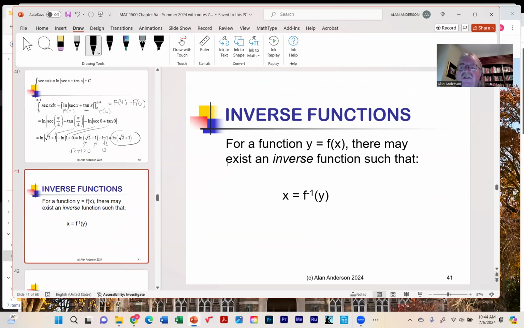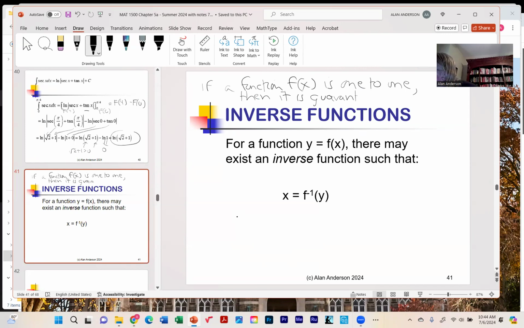Inverse functions. Now, we definitely discussed this during our reviews in the beginning of the course, but let's just quickly remind ourselves how this works. How do you find an inverse? And like I said, if a function f is 1-to-1, then it is guaranteed to have an inverse. So we're going to assume that in these problems, okay? Sometimes you might be asked to show if a function has an inverse or not, but let's assume that it does, and then we'll go ahead with the following techniques.